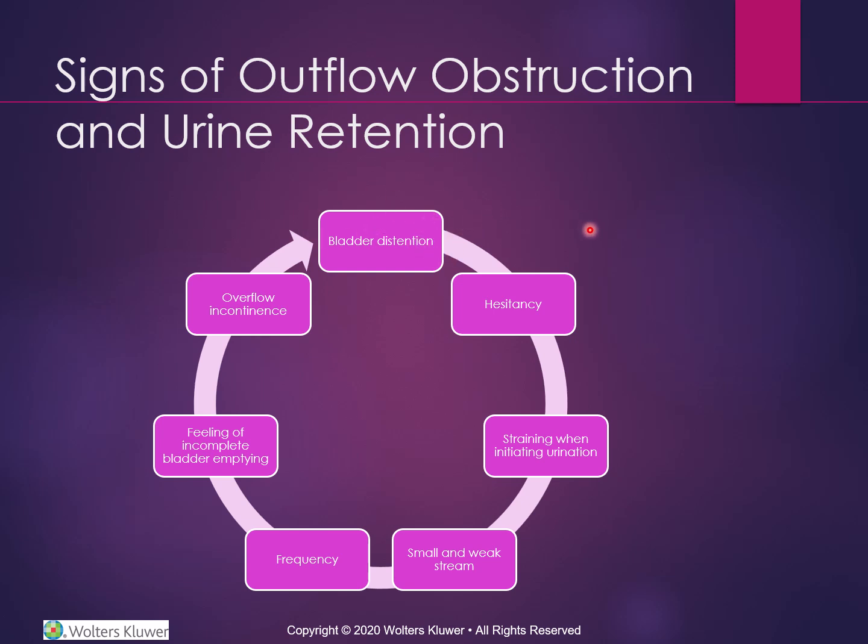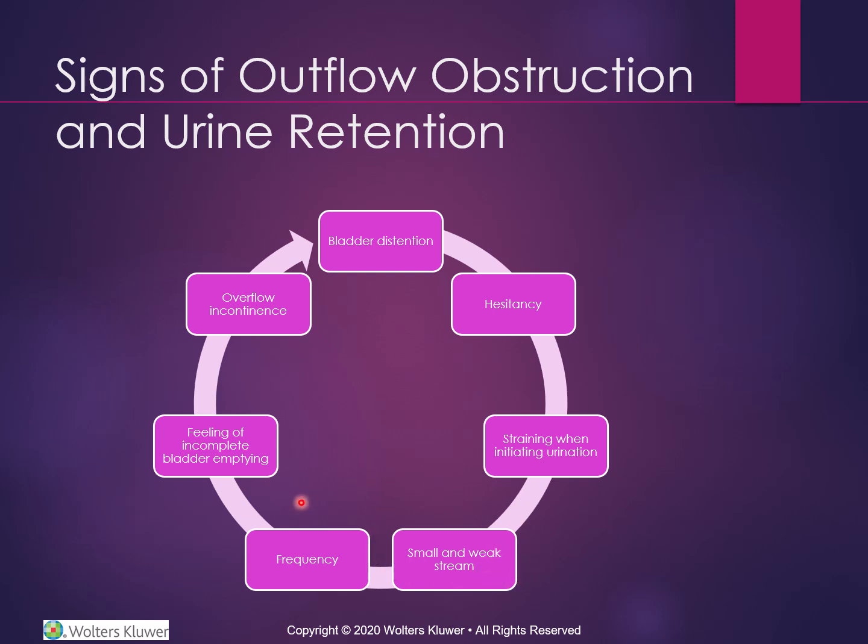Another is hesitancy, where someone can sense that they need to empty their bladder, but they aren't able to get a stream going. We also see straining when initiating urination, which might go along with hesitancy, where someone actually has to apply downward pressure to initiate that stream. We see a small and/or weak stream. Remember we talked about uroflowmetry, which can measure urinary stream. That's one thing we can use to measure whether or not someone has a weak urinary stream.